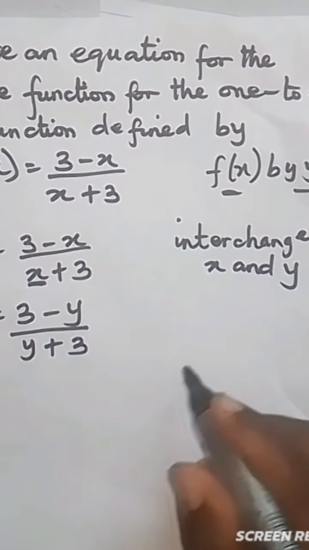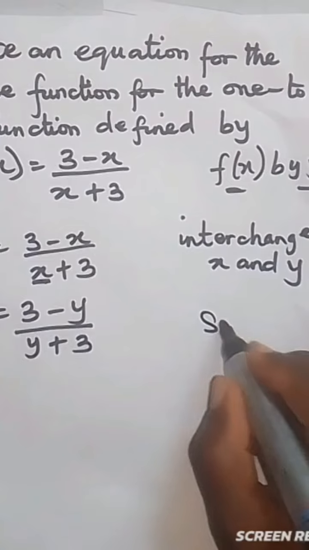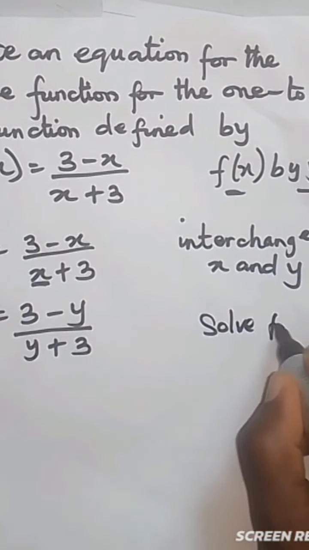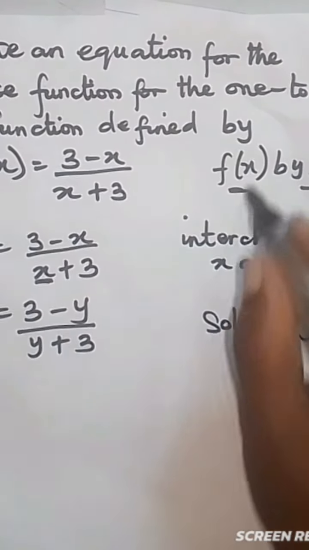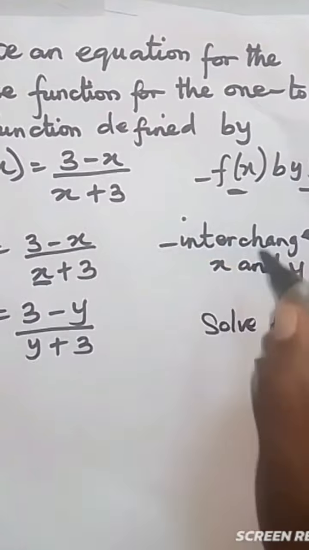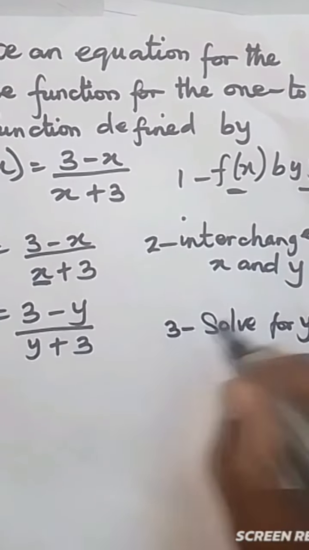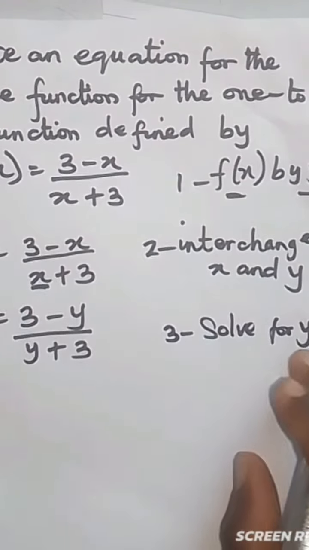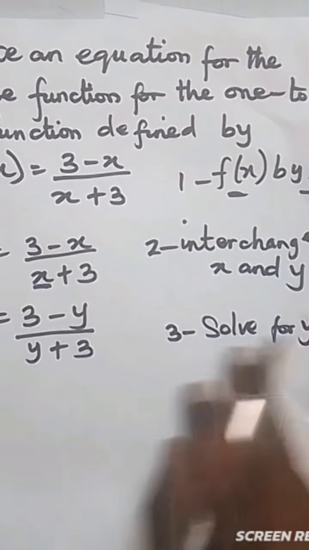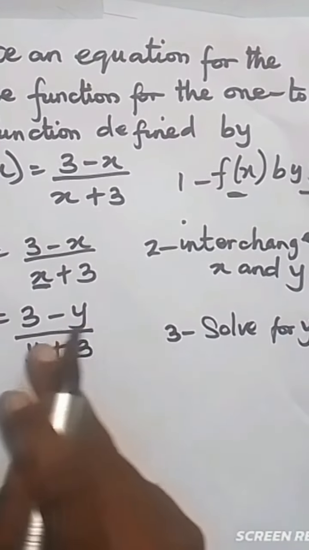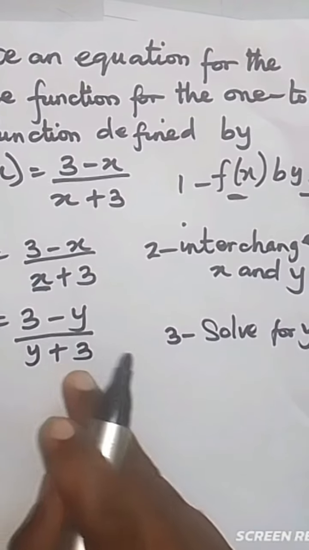Then we go to our step 3. Step 3 says we should solve for y. This is our step 1, this is our step 2, and our step 3: we should solve for y. So how do we solve for y? We have x = (3 - y)/(y + 3).